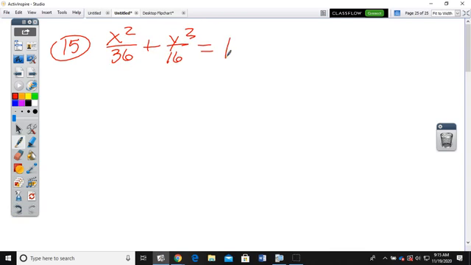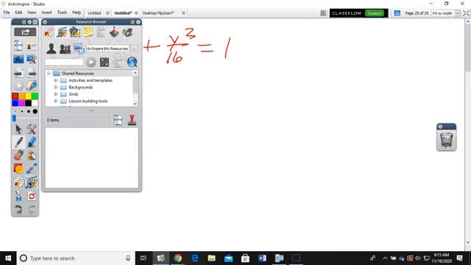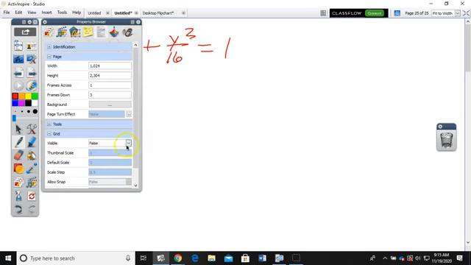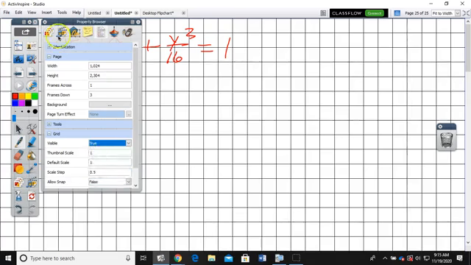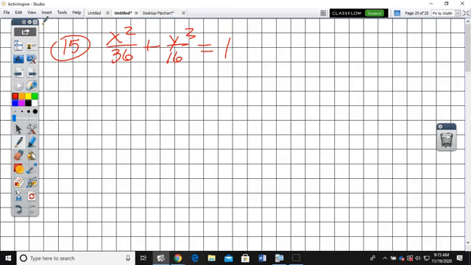Equals 1. Correct? Correct. All right, so let me get my graph paper up here, because again, it's a good idea to do this at the same time. What is my center? 0, 0. That's one of the things you have to find. Little hint, they're all going to be 0, 0.